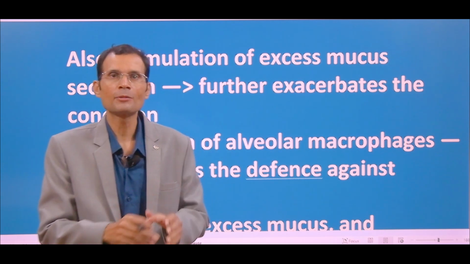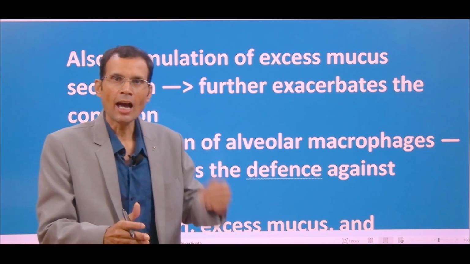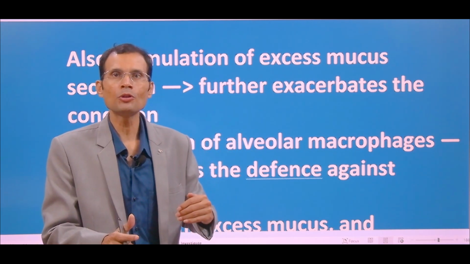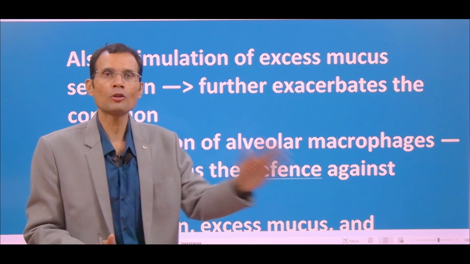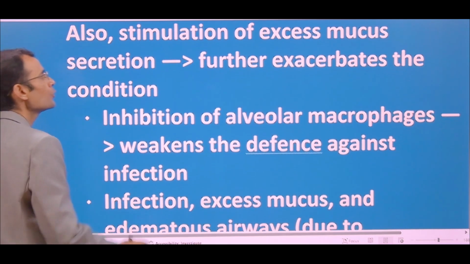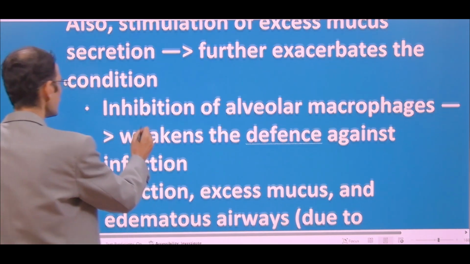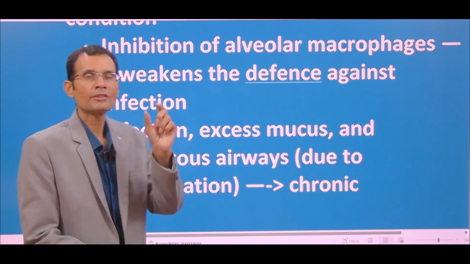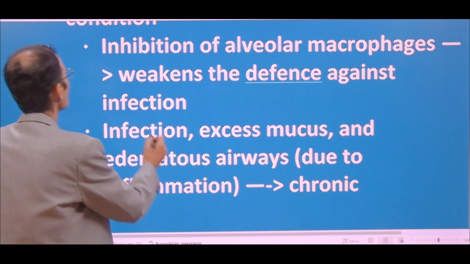So look at this, excess mucus is being produced, but the ability to throw that mucus out by the cilia and other mechanisms, those mechanisms are not working properly. So obviously this is going to cause accumulation of the mucus plugs, and it will further exacerbate the condition. First point that we have seen is mucus plugging of the airways.